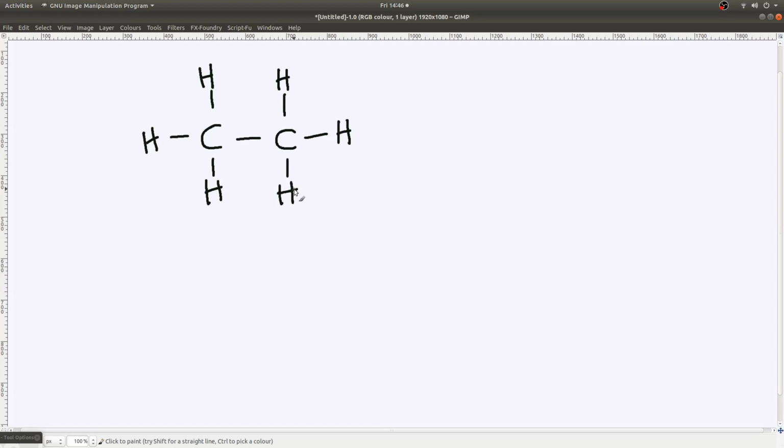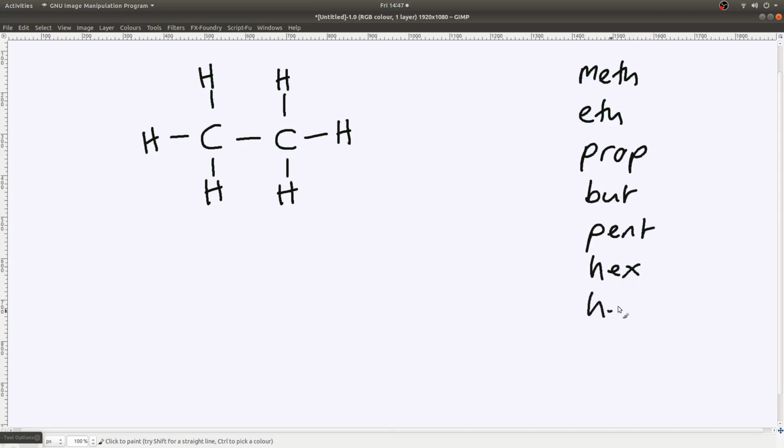Okay, last week we looked at naming a number of different organic molecules. In particular, we looked at alkanes, and we can see an example of an alkane here. We've got an alkane with 2 carbons in, and so if you remember our prefixes from last time, we had meth for 1 carbon, eth for 2, prop for 3, but for 4, pent for 5, hex for 6, hept for 7, oct for 8.